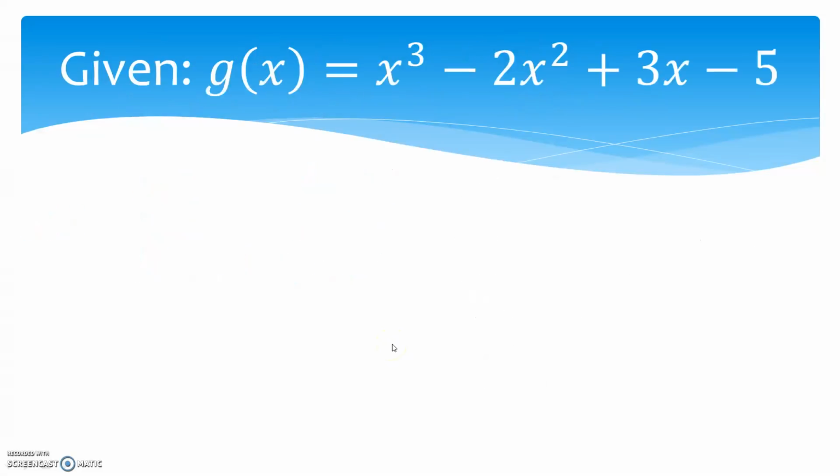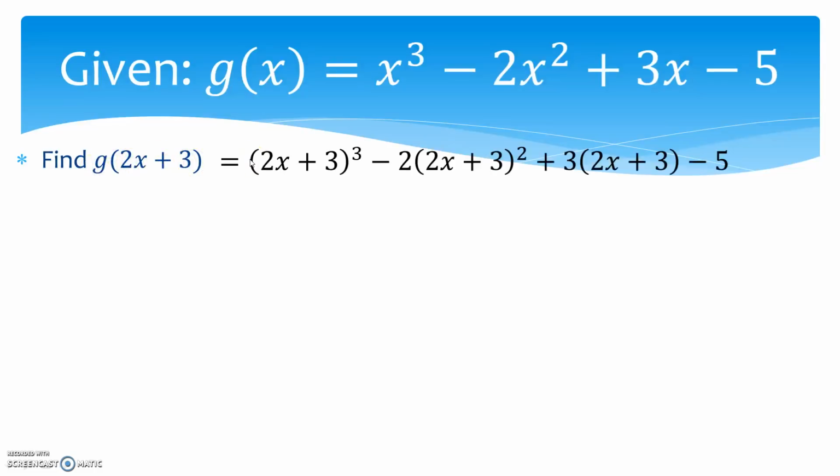And for my last example, given g of x equals x cubed minus 2x squared plus 3x minus 5. Find g of 2x plus 3. So we replace x by 2x plus 3, kaya ito yun. We copy the exponent 3 minus 2 times yung x ulit dito, gagawing 2x plus 3. We copy the exponent plus 3. Again, the x becomes 2x plus 3 minus 5.